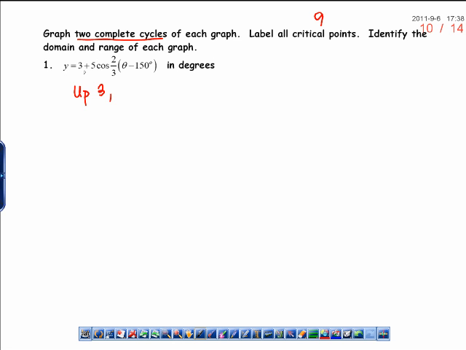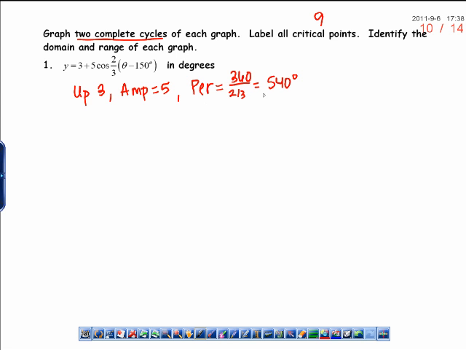We have plus 5, so we don't have a reflection to deal with this plus 5. If it had been minus 5, we would. But plus 5 means the amplitude is 5. Okay, 2/3 here. This is my B value. So remember, this tells us what the period should be. Now we're in degrees, so I need to do 360 divided by 2/3. Okay, and so that's going to give me 540 degrees.